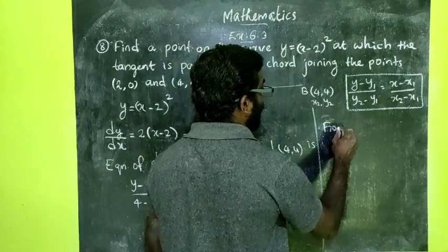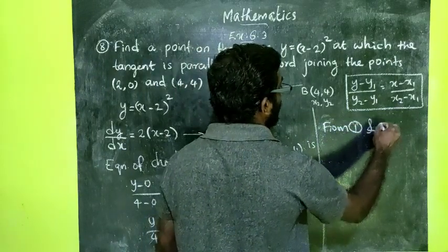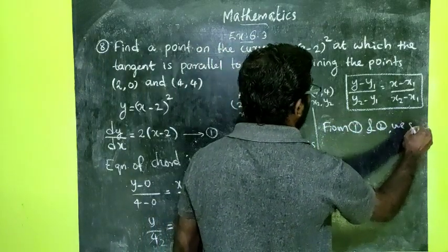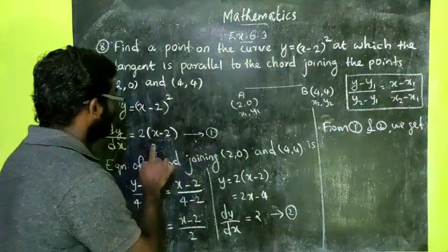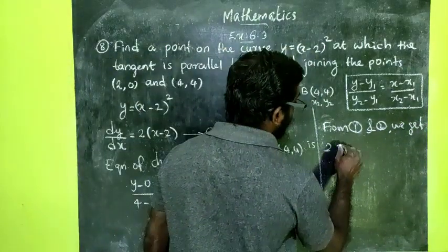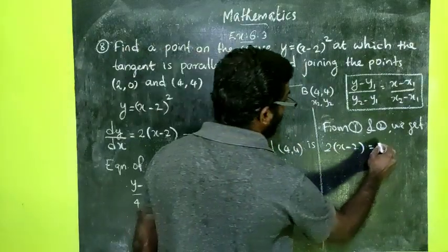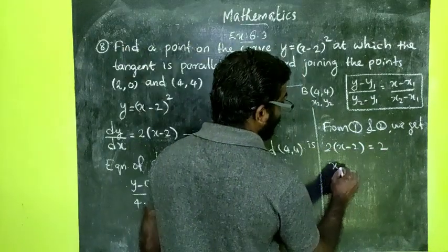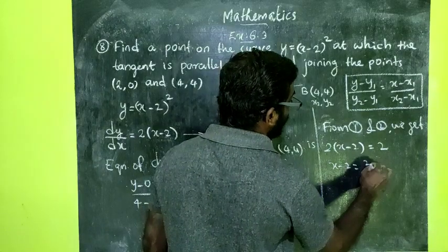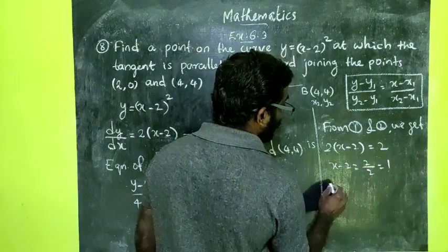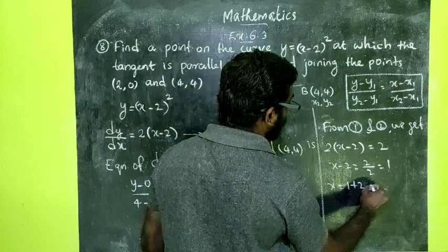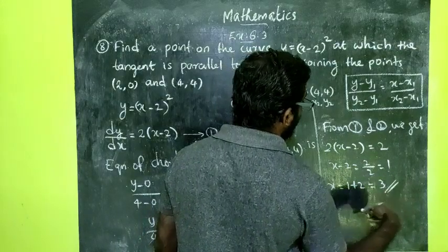So from equation 1 and 2 we get 2 into (x minus 2) will be equal to 2. That is x minus 2 equal to 2 by 2, which is 1, or x is equal to 1 plus 2, which is 3. X value is 3.